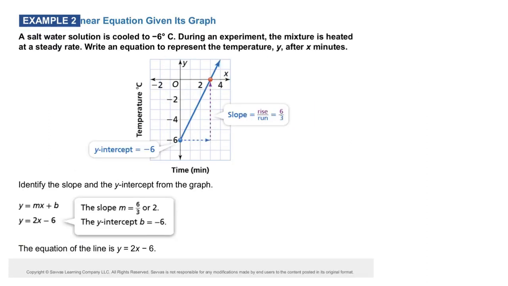Okay, we are on page 147. This is example number 2. A saltwater solution is cooled to -6 degrees Celsius. During an experiment, the mixture is heated at a steady rate. Write an equation to represent the temperature y after x minutes. Okay, so let's go ahead and give this a go.